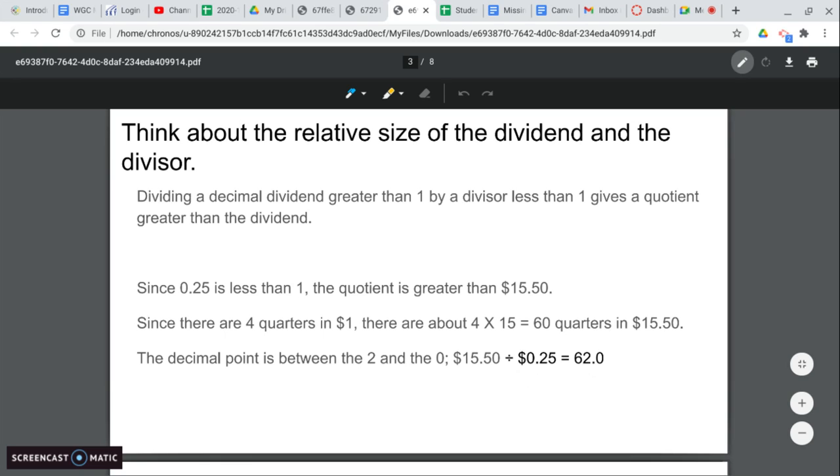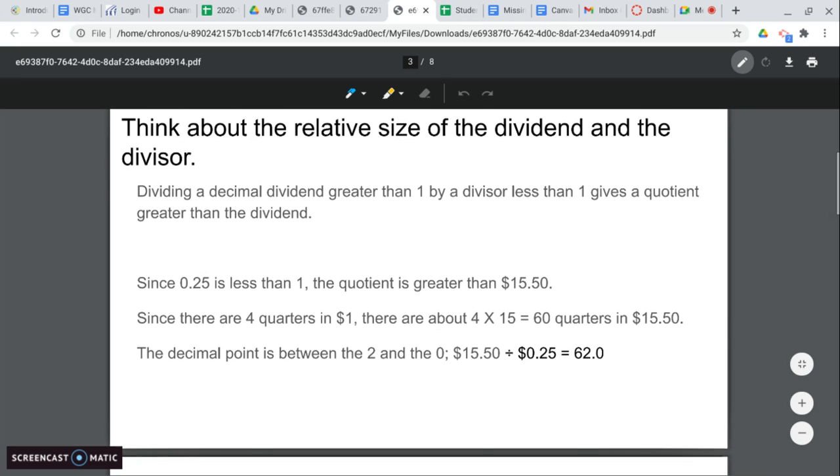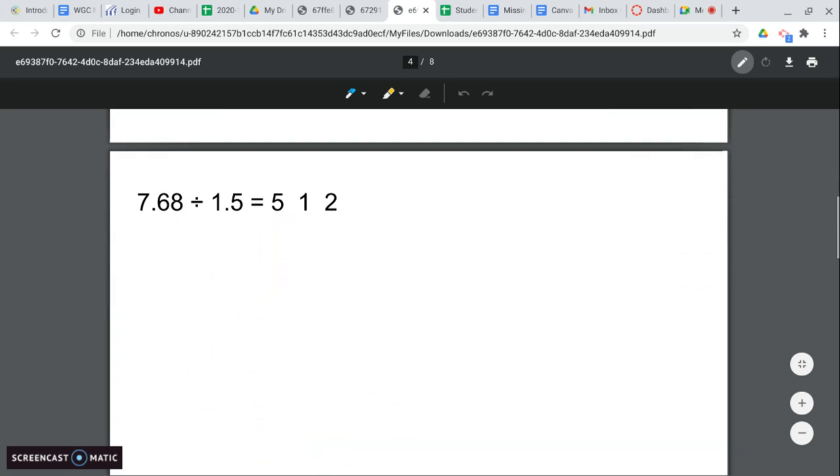So when we're dividing decimals, it's not quite as simple as just counting the numbers after the decimal. When we're dividing by a number that's less than 1, like our 0.25 here, it's going to make our quotient bigger. That will always be the case. If your divisor is less than 1 and your dividend is greater than 1, it's going to give you a larger quotient than what you started with. That's very different from anything we've seen so far. Normally when we divide, we get smaller. So we have to be super careful with that.